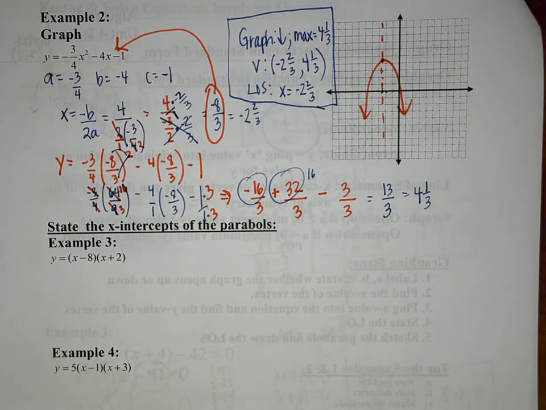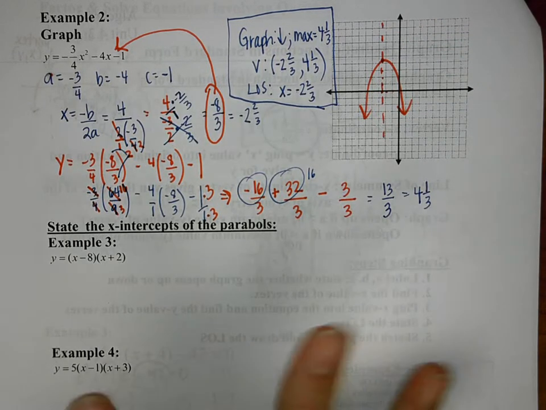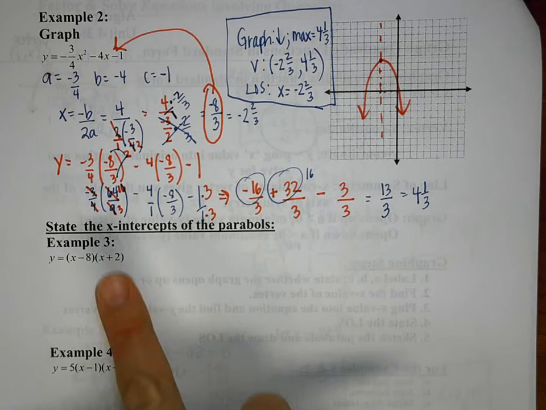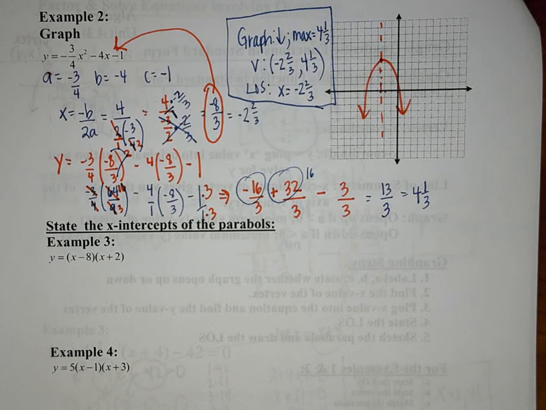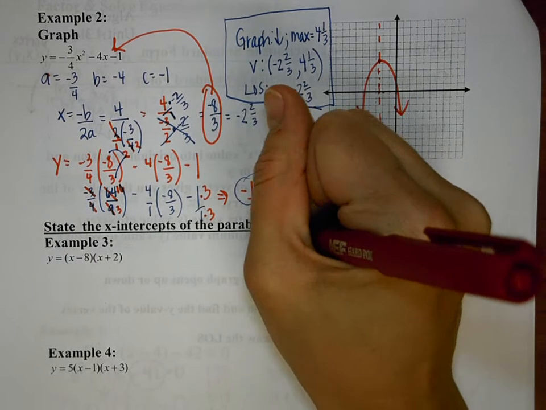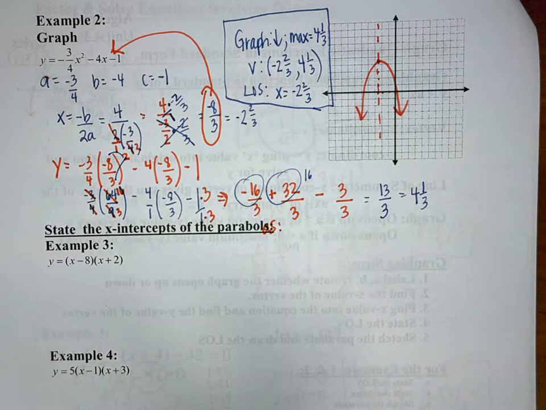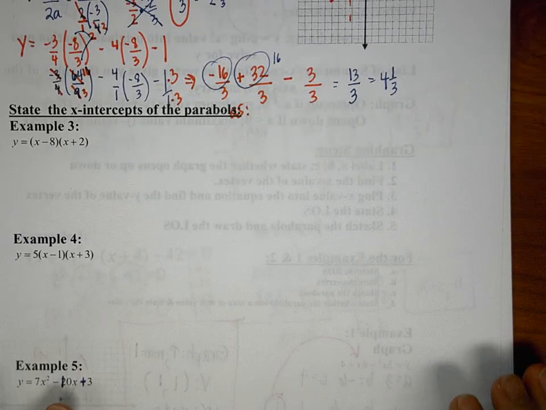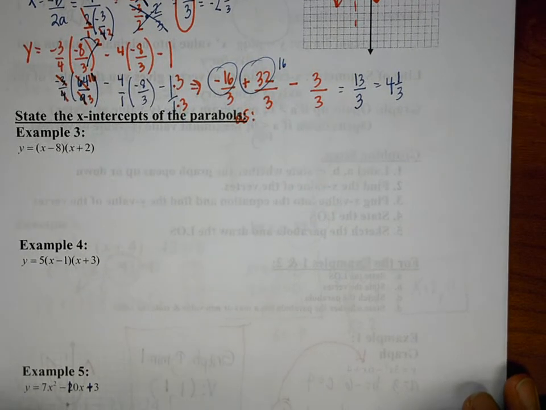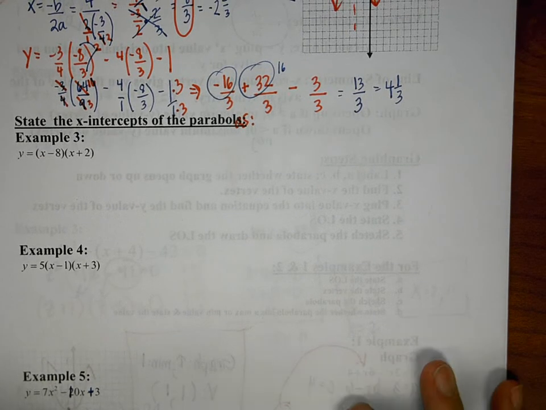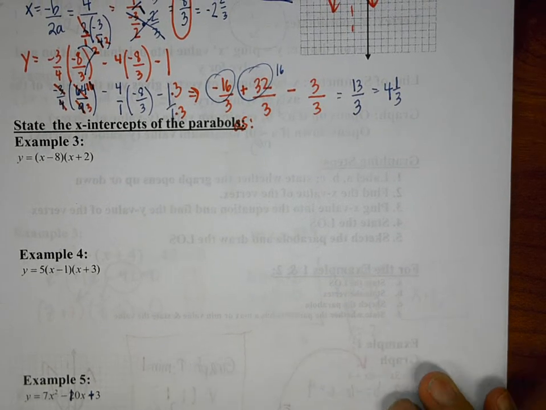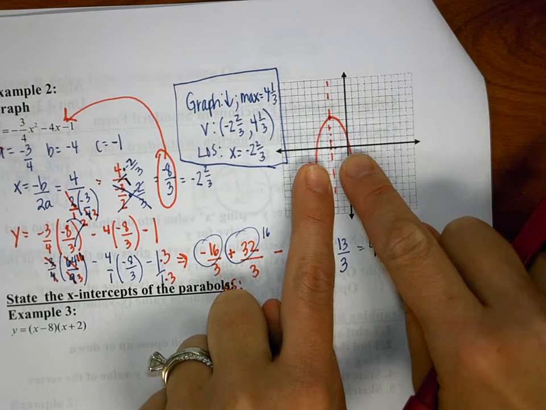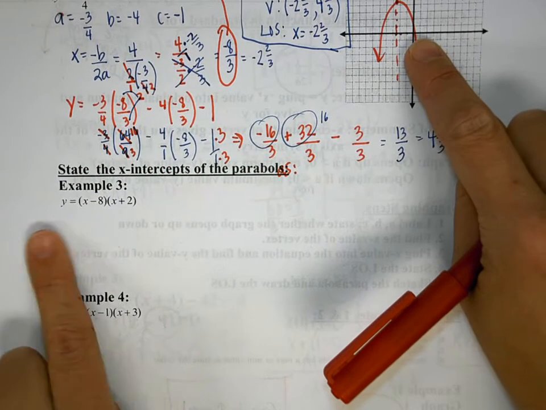Okay, so we're going to take a break for a minute from the parabolas, and we are going to do this down here. This says state the x-intercepts of the parabolas, and there's a typo there. That's how you spell parabolas. Who remembers what the x-intercepts mean? It's where the parabolas are crossing your x-axis, right? Okay, so what am I going to do in order to find those values?